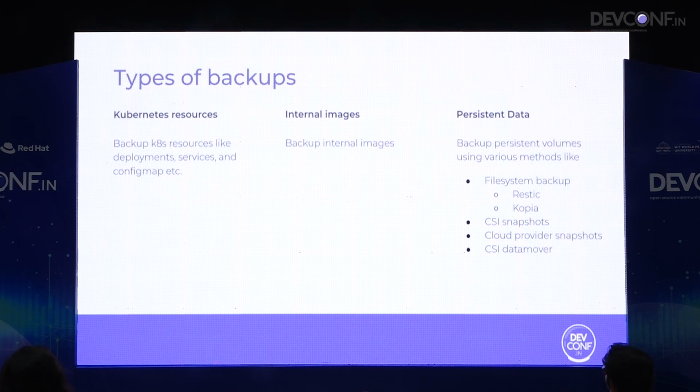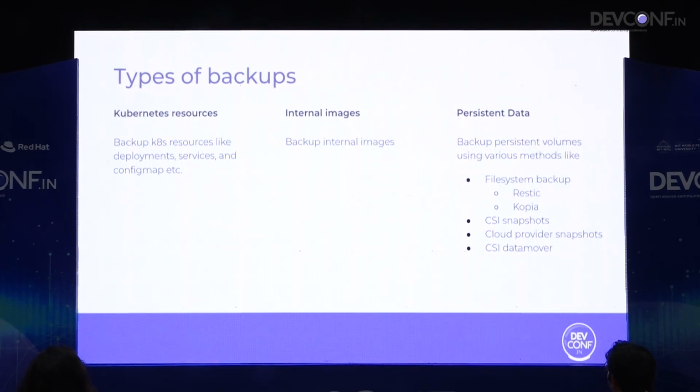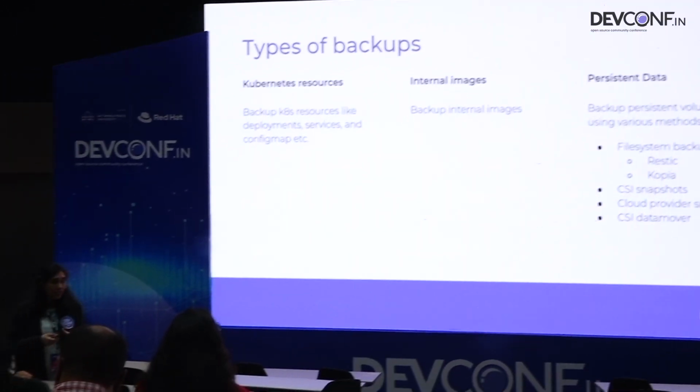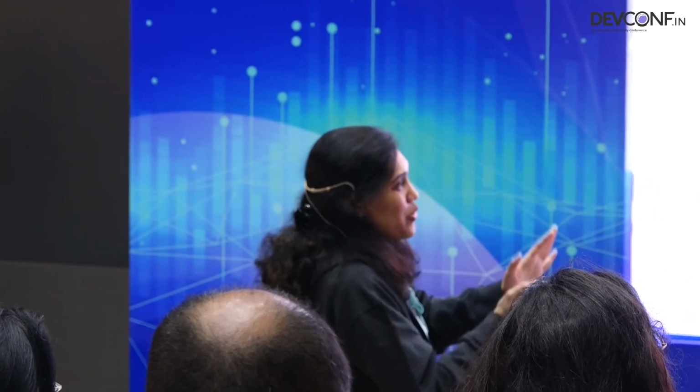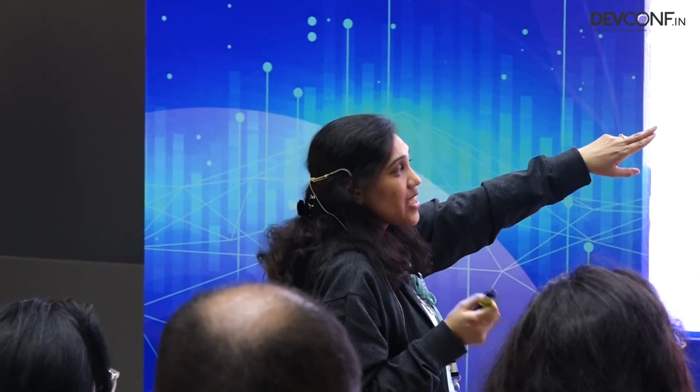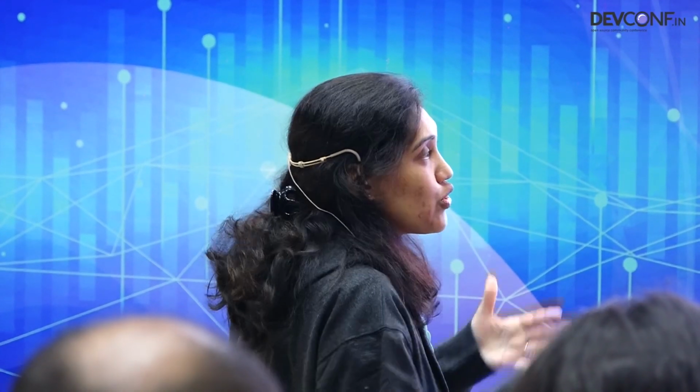Now, for persistent volumes there are multiple methods you can use. We will specifically look into CSI snapshots in the live demo, but there is also file system backup, for which there are other methods called Restic and Kopia. You can also use cloud provider snapshots and CSI data mover. We don't have much time, so we're skipping those. We'll focus on live disaster recovery and show how you can do your disaster recovery using the CSI snapshot method. That's all.